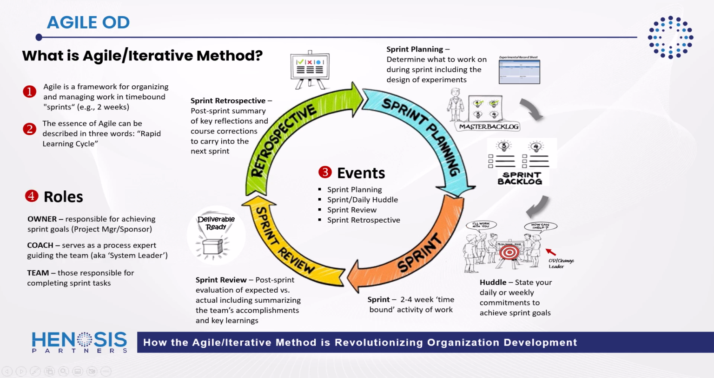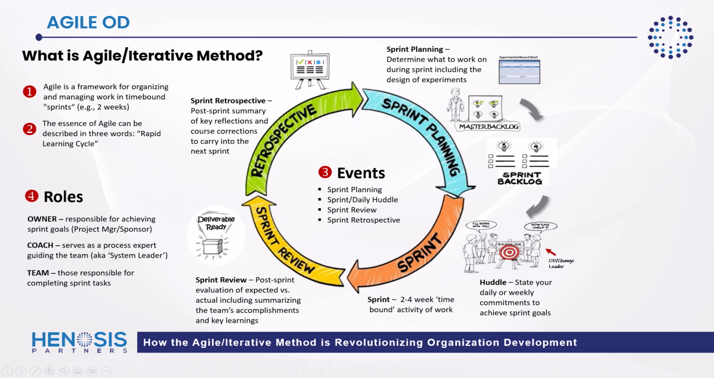The first role is the product owner role, or owner for short. And the owner is responsible for achieving the sprint goals. You could think of the owner role as a project manager or maybe the sponsor of the effort. A second role is the coaching role, who serves as a process expert guiding the team. As mentioned, this is the role of the OD change leader. And finally, there's the team, which is comprised of individuals who are ultimately responsible for completing the sprint tasks.